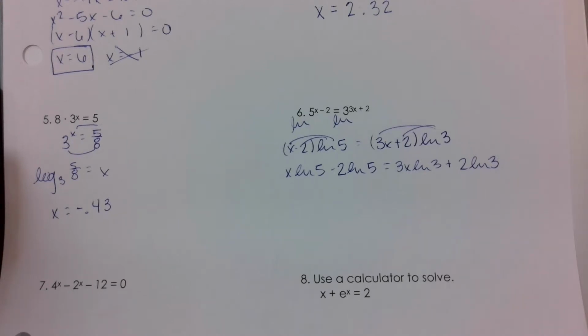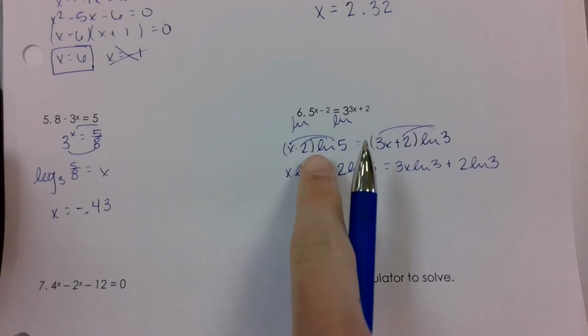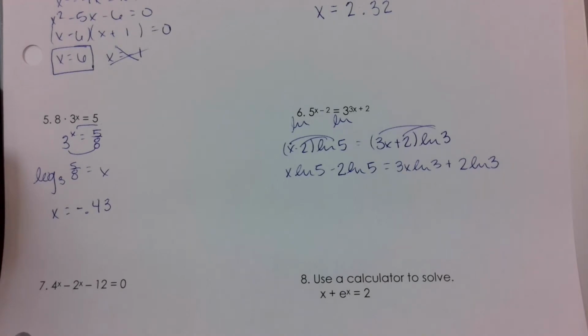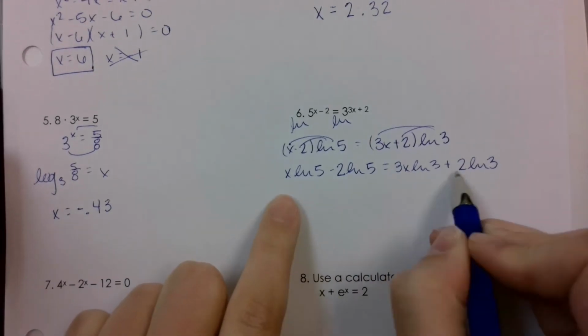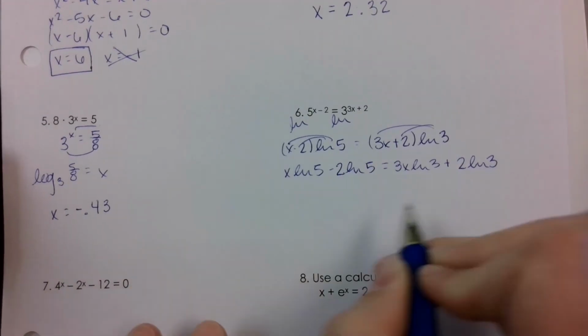It's not really going to help us because that would just undo what we just did. We're trying to solve for x, right? So would it be helpful to get your x's on the same side? Yeah, let's do that. So I'm going to move this guy over and I'm going to move that guy over there.